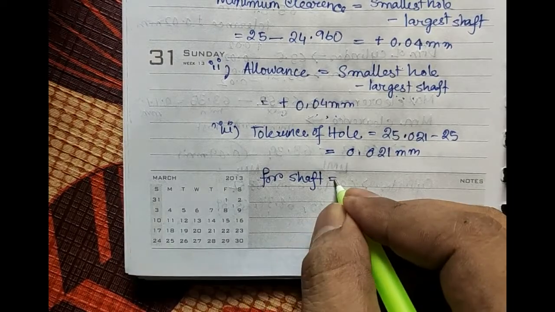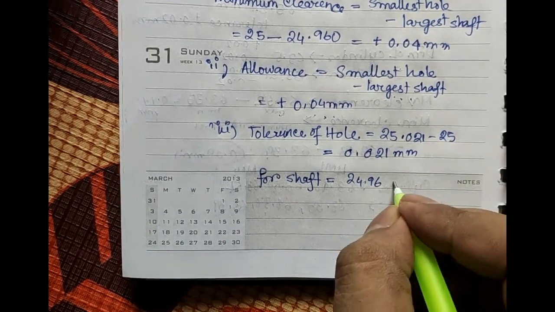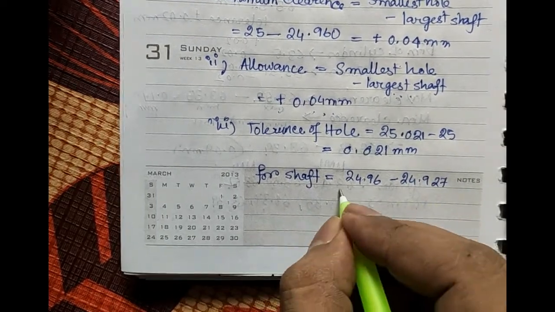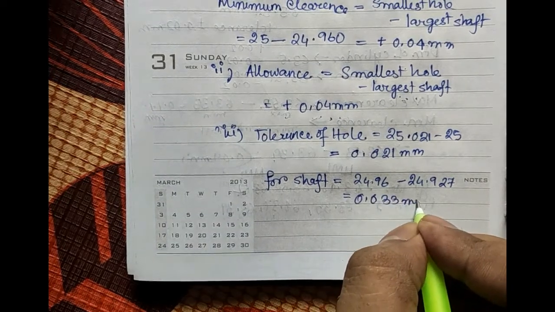And for the tolerance of the shaft, that is equal to 24.96 minus 24.927, and that will be equal to 0.033 mm.